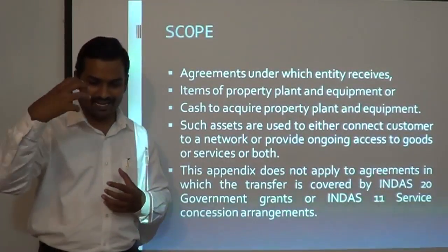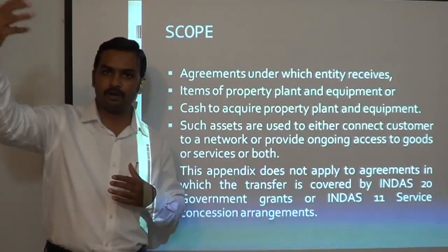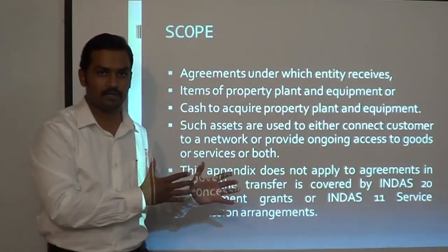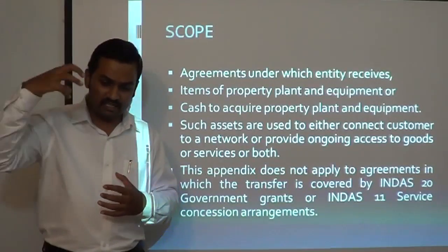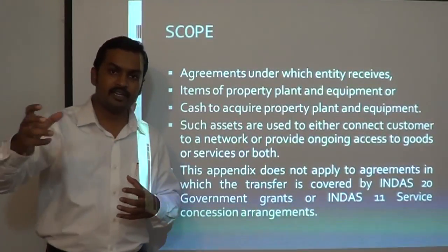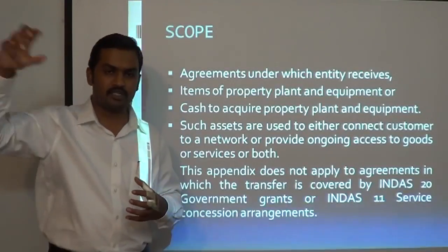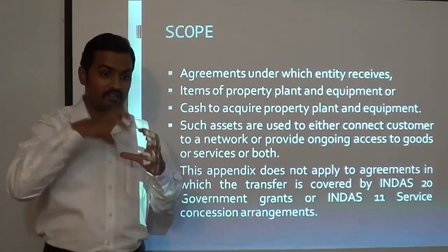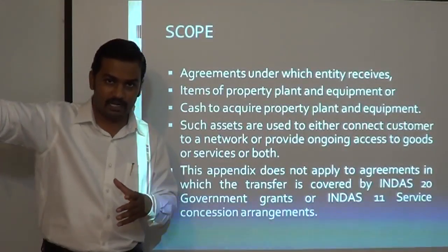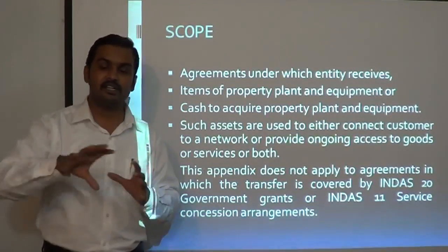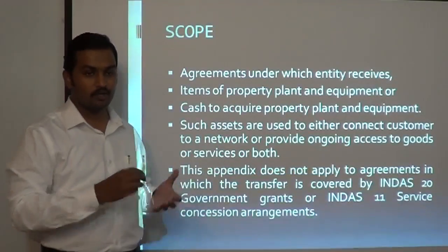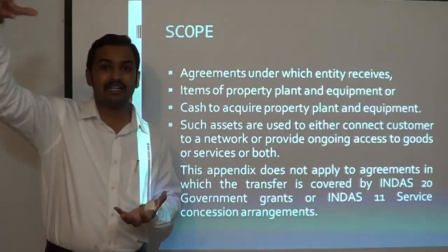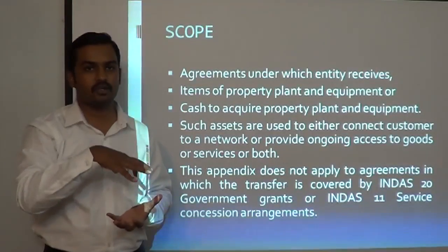Sometimes if an entity is receiving an equipment as part of a government grant, then this appendix is not going to apply. If an entity is receiving an equipment and it is covered by Ind AS 11 service concession agreement, there is a specific prescription on how to do accounting for service concession agreements. If the transaction is covered by that particular appendix which is attached to Ind AS 11, in such case this standard is not going to apply. So in certain situations where there is a specific standard to deal with the transaction, that specific standard will apply and this general standard is not going to apply.